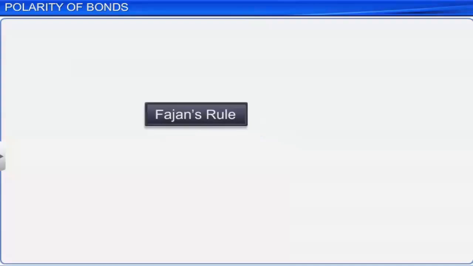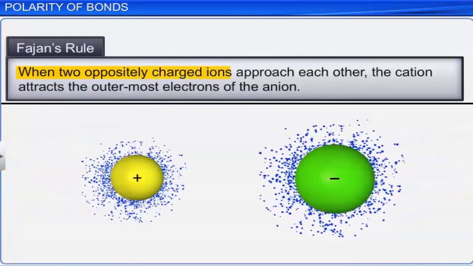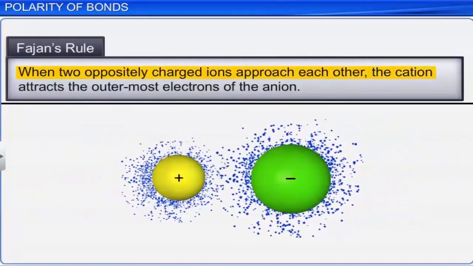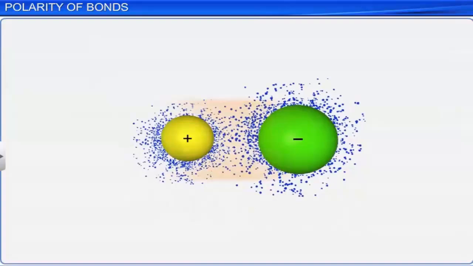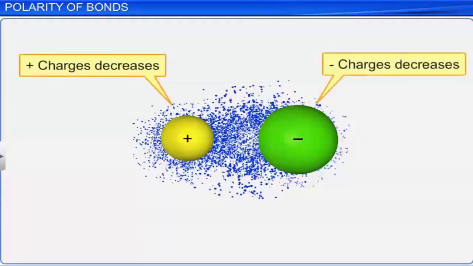According to Fajans' rule, when two oppositely charged ions approach each other, the cation attracts the outermost electrons of the anion. Due to this, the electron cloud of the anion gets distorted. This is called polarization. The tendency of the anion to get polarized by the cation is called polarizability. As a result of polarization and polarizability, the positive and negative charges decrease on the cation and anion.